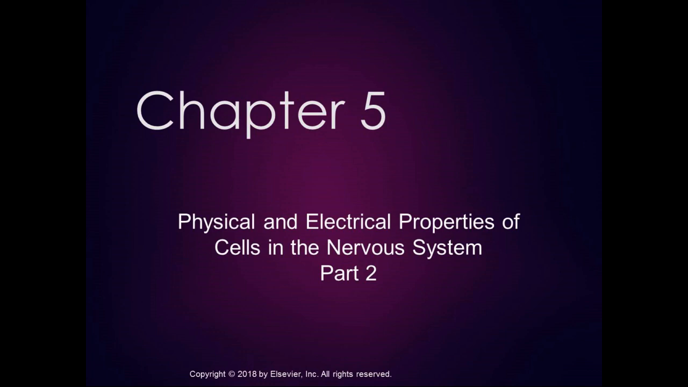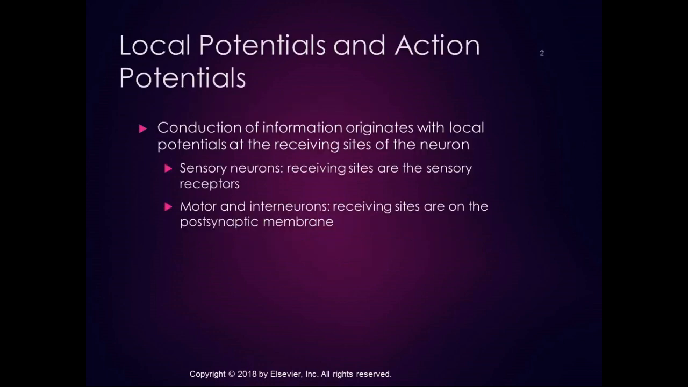So now we've prepared the membrane for changes in electrical potential. Electrical potentials within each neuron conduct information in a predictable and consistent direction. The conduction originates with local potentials at the receiving sites of the neuron, and in a sensory neuron, the receiving site is a sensory receptor. In a motor neuron or an interneuron, the receiving sites are on the postsynaptic membrane. So the initial change in the membrane potential is called a local potential because it only spreads a short distance along the membrane.